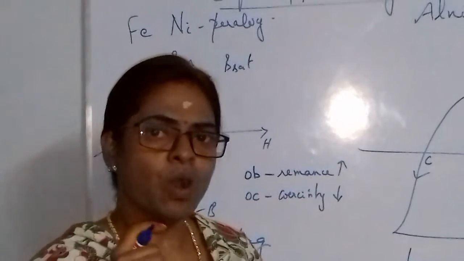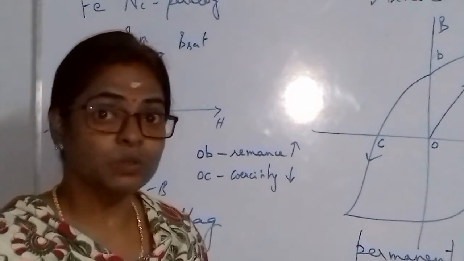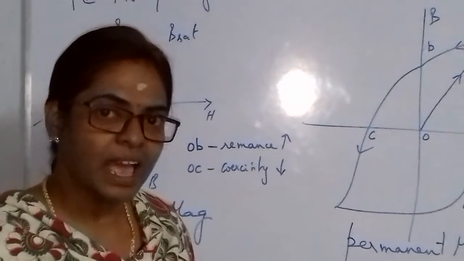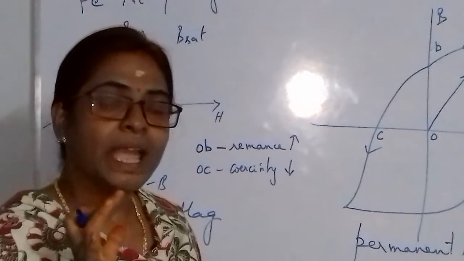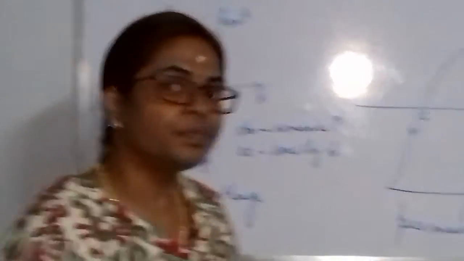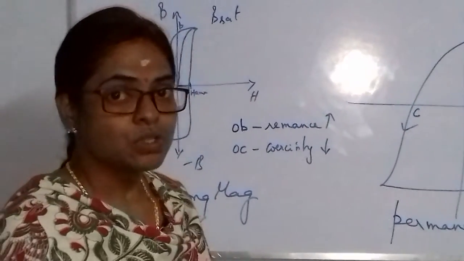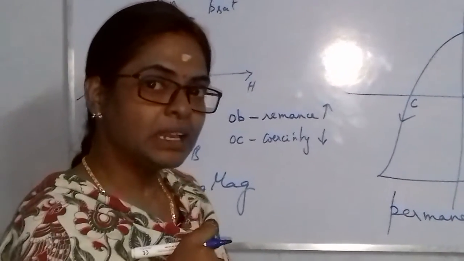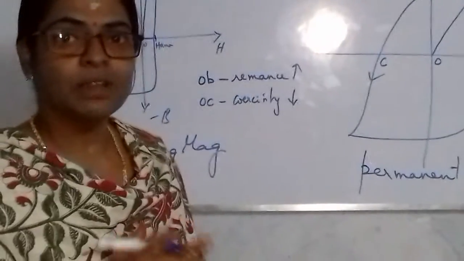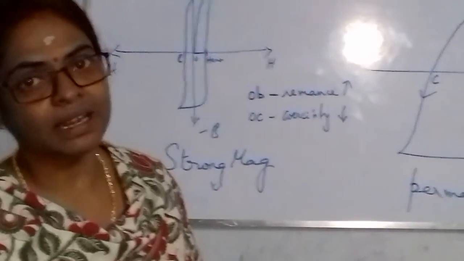So if we want to fabricate a soft magnet with the help of nickel and iron, what do we have to do? We have to crystallize without any impurities. Impurities will hinder the motion of the dipoles. That is also an example of becoming a hard magnet. So we should fabricate a material without any defects, without any impurities. So this is the difference between soft and hard magnetic materials.